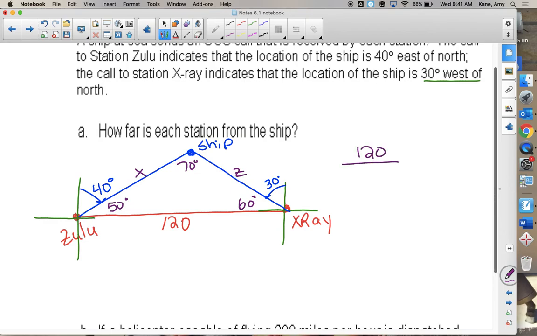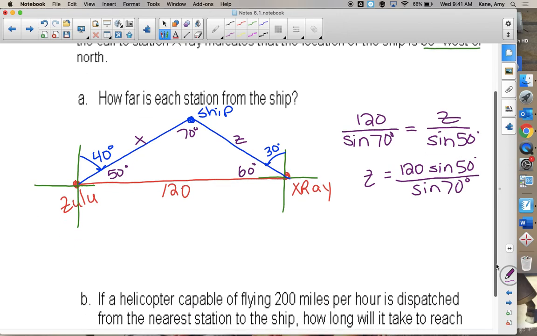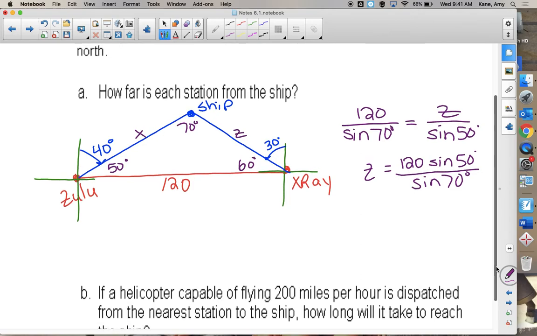So 120 was the information that was given, as well as 70 degrees. And then, doesn't matter which one you want to solve for first. So Z over the sine of 50. So we're really taking 120 times the sine of 50, dividing that by the sine of 70 degrees. And then you're going to do that a second time because we also need to find the other distance. So going back to that original information, the given values were not rounding.